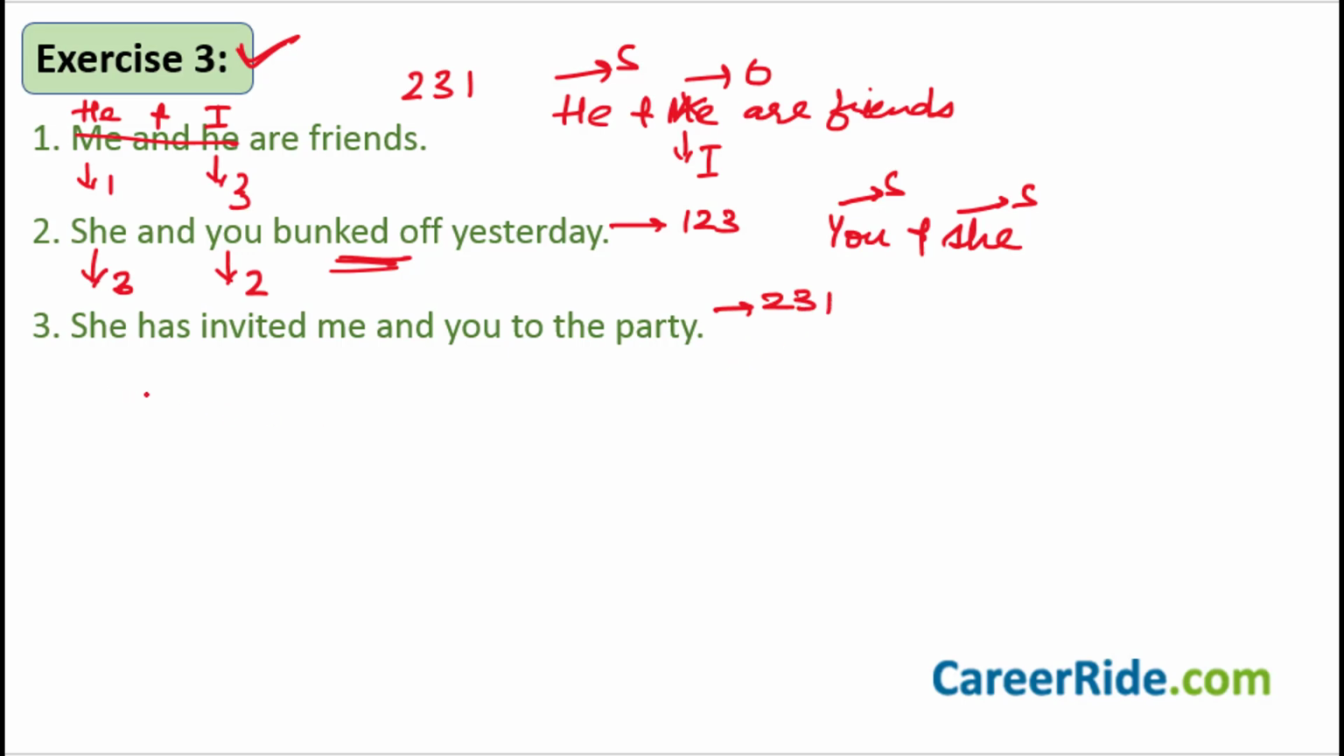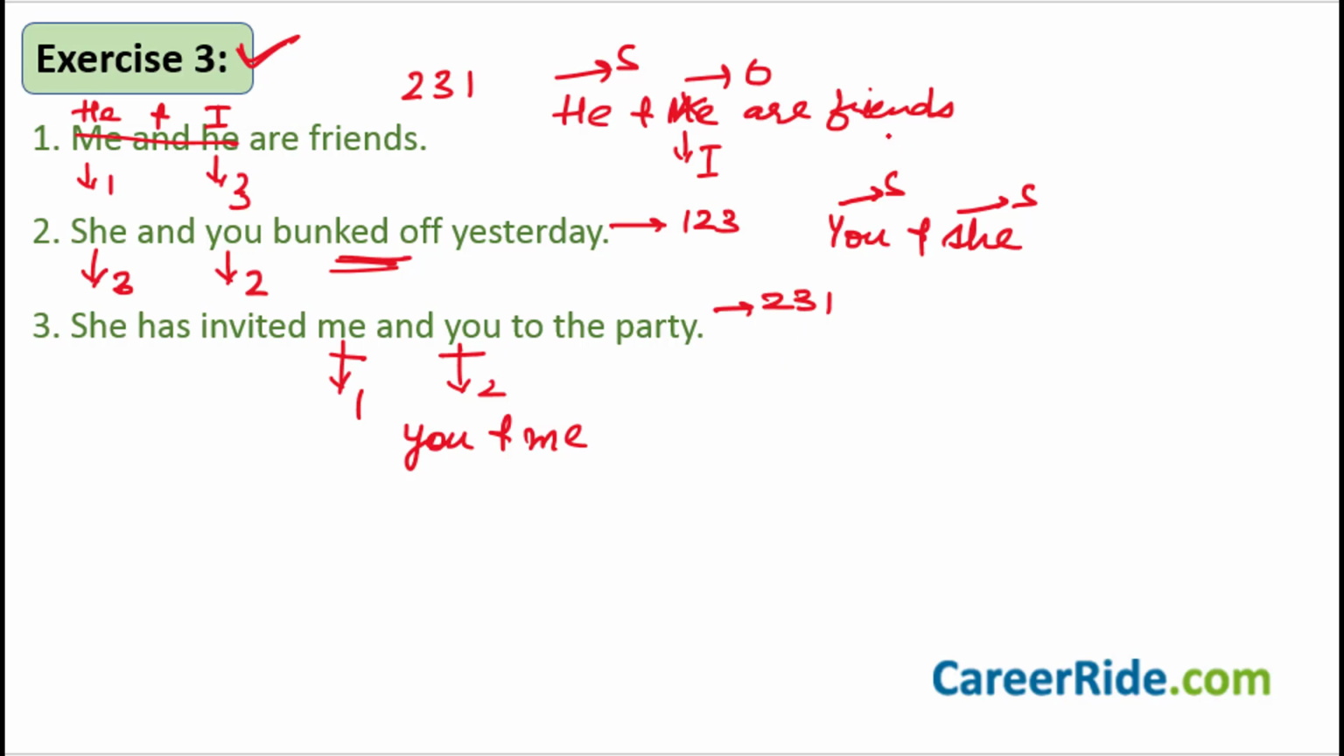Okay, 231 means what? The pronouns have to be in that order. These two are the pronouns that we have to put in order, right? So it should be 231. Me is 1, you is 2. I have to change it. I should make it you and me, right? She has invited you and me to the party, right?